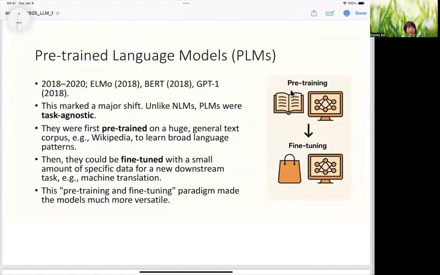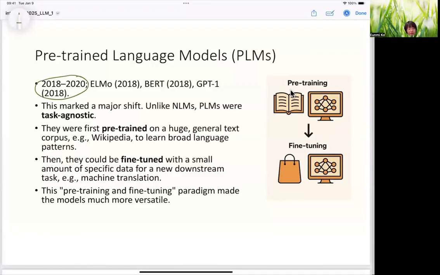And then, in order to overcome this shortcoming of neural language models, the pre-trained language model became the dominant language model. All right. It has been so since 2018.